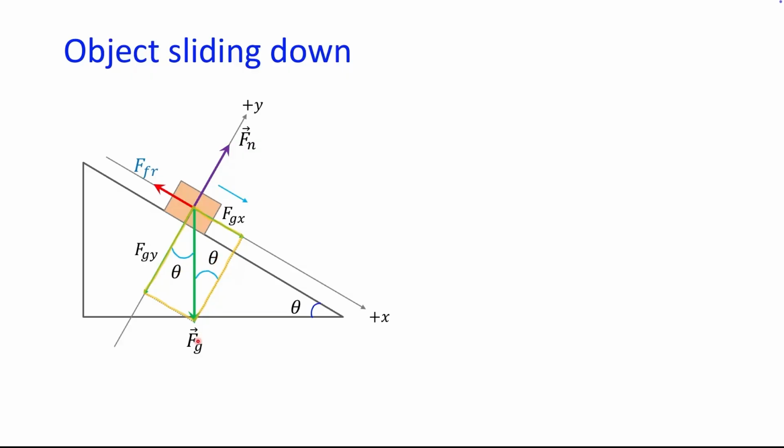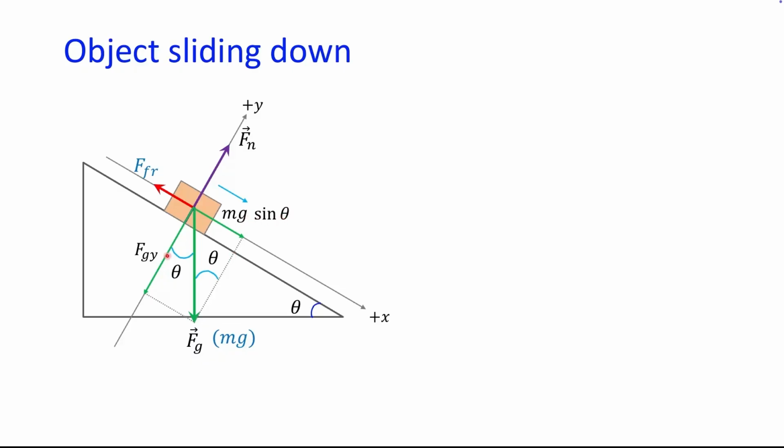The magnitude of the force of gravity is m times g, where m is the mass of the object and g is the acceleration due to gravity. So the length of this vector is mg. This is the opposite side to this angle. So the x component of gravity is equal to mg times sine theta.